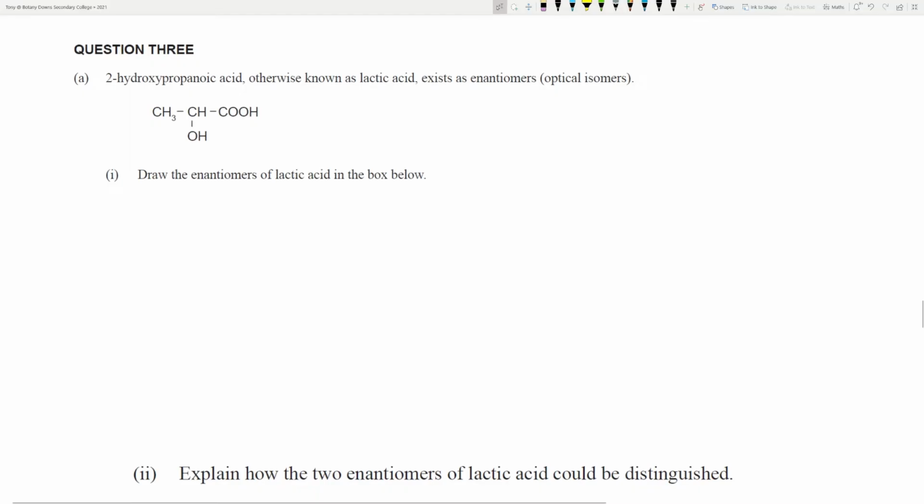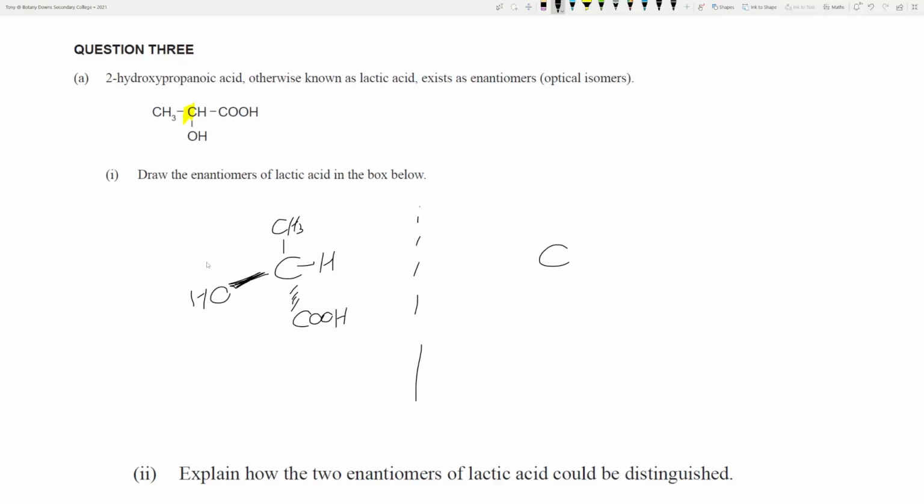Question 3. So this is drawing an enantiomer. Again, just highlight your chiral carbon. So it's going to be something like this. It does not matter how you draw the first one, you can pick and choose, you can draw it however you want. I'm just going to draw it like that. But the next one that you draw must be a mirror image of what you've done on the left-hand side.